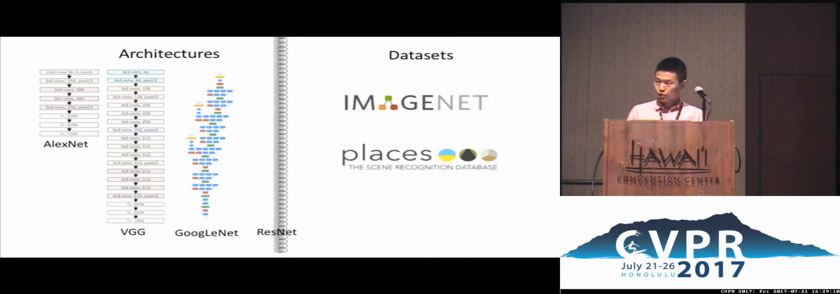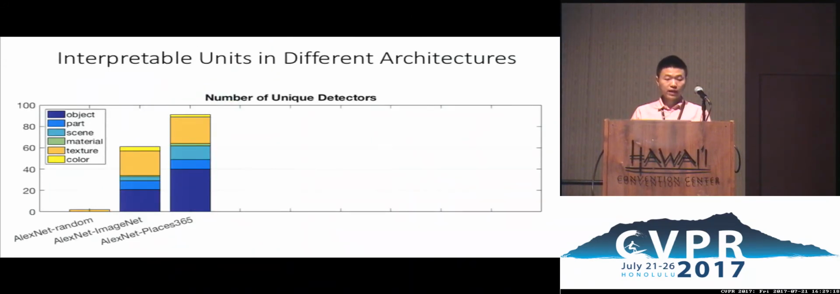Here, we further apply network dissection to analyze those major architectures and see how the interpretability of the network changes across different architectures. Here we have AlexNet, VGG, GoogleNet, and residual network, trained on ImageNet and Places. Here is a histogram of unique detectors for the AlexNet trained on ImageNet and trained on Places. You can see the texture detectors are almost the same across those two networks. But the number of unique detectors for the object categories is different. There are more object detectors in the AlexNet trained on Places.